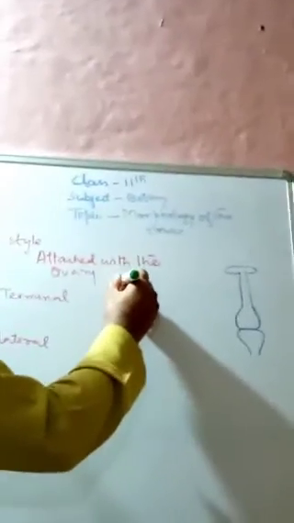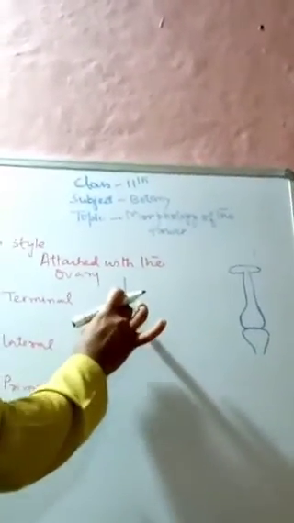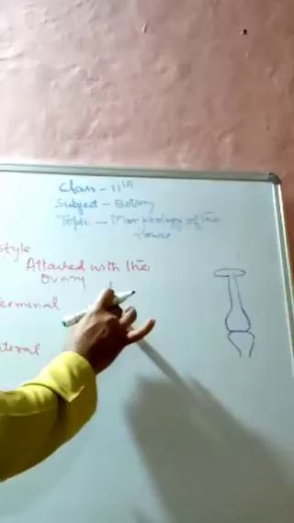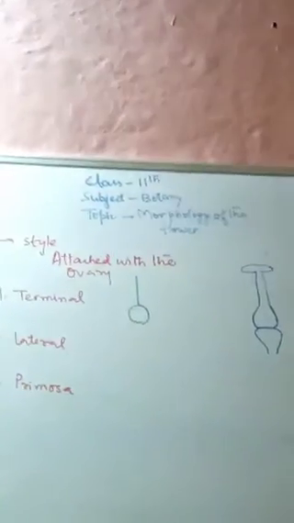We have got the three types of these styles. Terminal, for example, I will draw this diagram. This is the ovary, and this style is attached to this ovary at the terminal point. So this style is called terminal.